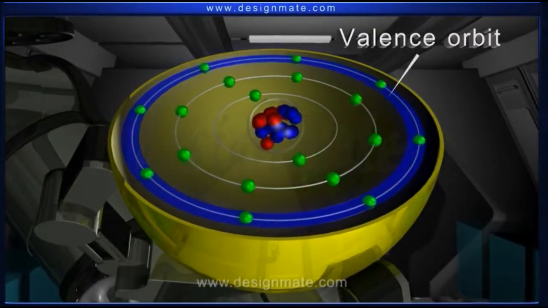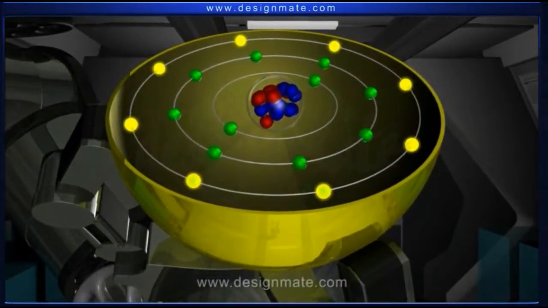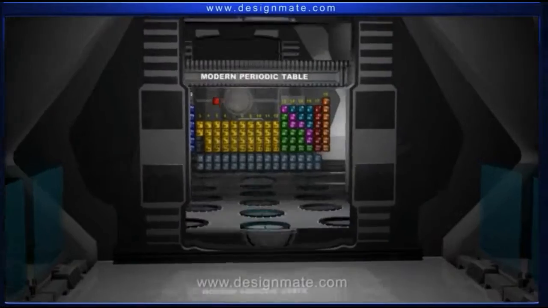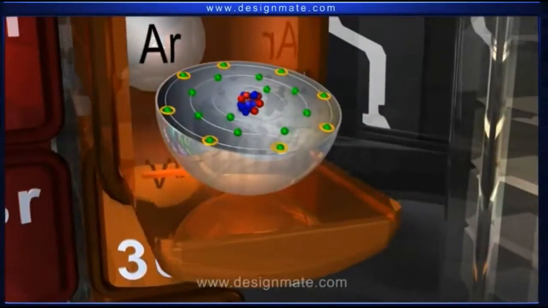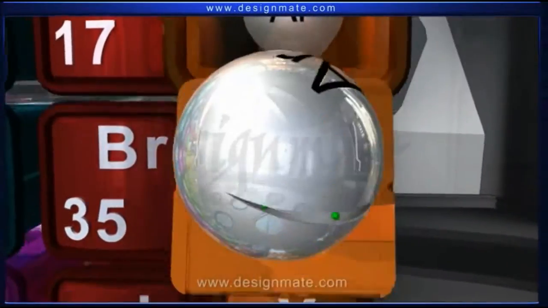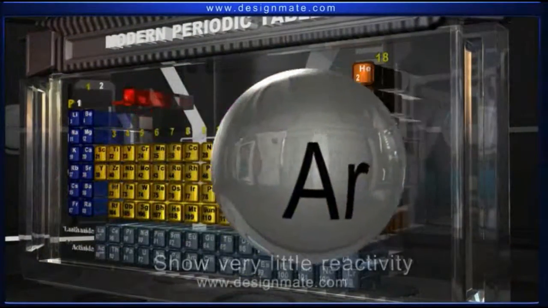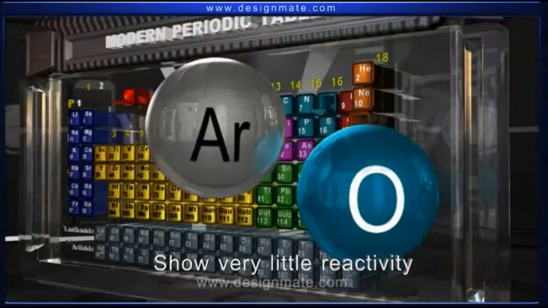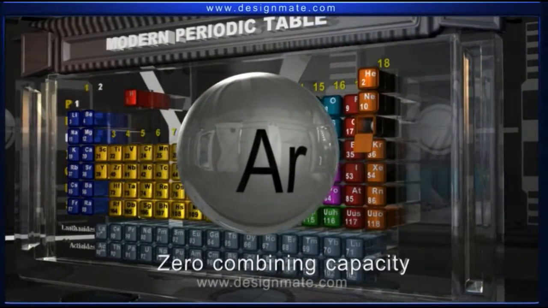The maximum number of electrons that can be accommodated in the outermost orbit is 8. The elements with completely filled outermost orbit, containing 8 electrons, are said to possess an octet configuration. Such elements do not combine with other elements easily, and hence show very little reactivity. Therefore, they are said to have 0 combining capacity.